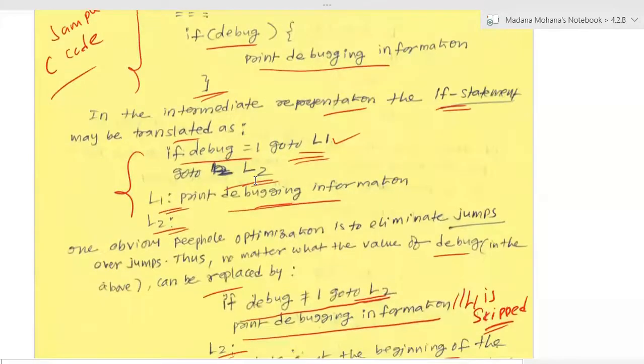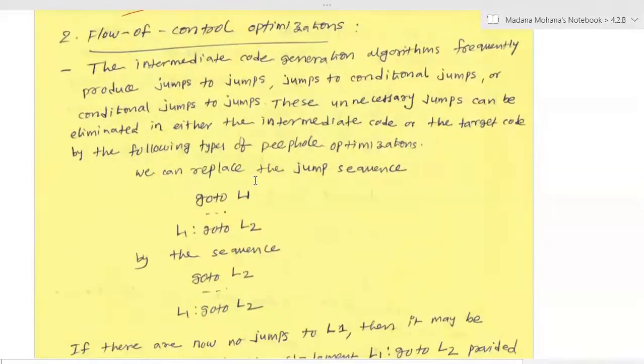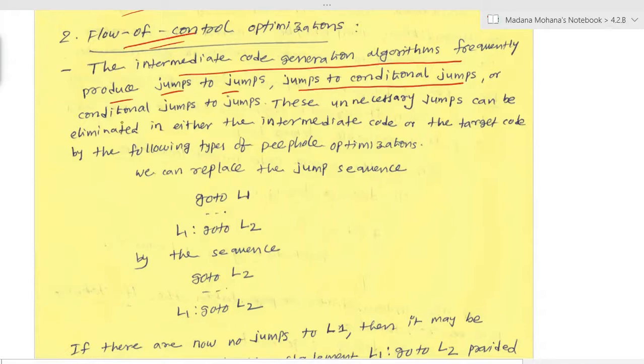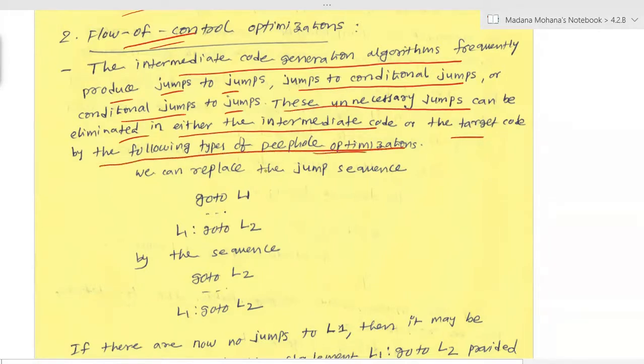Then the second peephole optimization technique, flow of control optimization. Again, here we will consider the conditional jump statements. Intermediate code generation algorithms frequently produce jumps to jumps, jumps to conditional jumps, or conditional jumps to jumps. These are all the possibilities. These unnecessary jumps can be eliminated in either the intermediate code or the target code by the following types of peephole optimization.